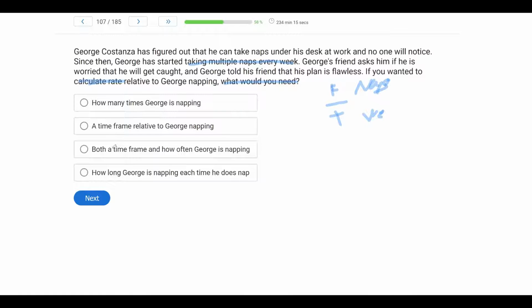So if we look at C, both the time frame and how often George is napping, that's what we're looking for. That is going to help us find our rate. And then D, how long George is napping each time he does nap. Well, that'll be a duration, not necessarily what we're looking for here. In order to find rate, you need a frequency and unit of time, and you put that frequency over time. And in this case, we would get how many naps per week George is taking. So what would we need to find rate? We need a time frame and how often George naps.